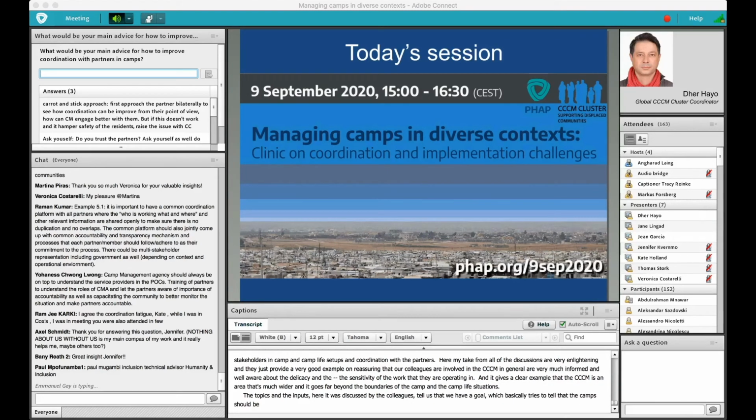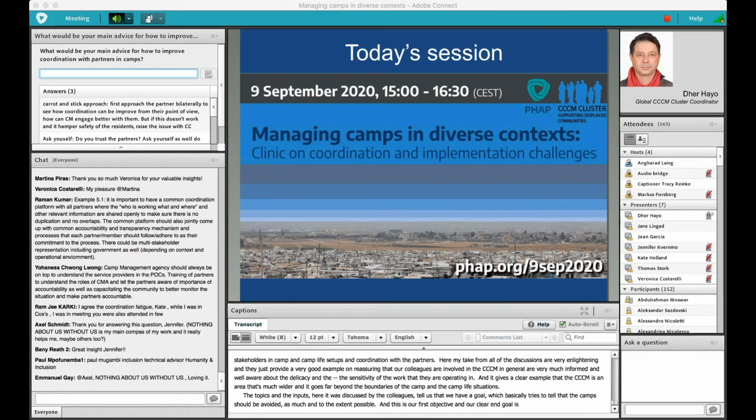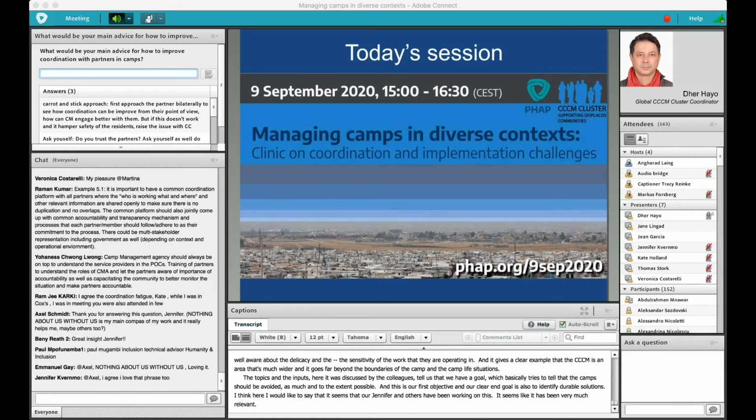And this is our first objective, and indeed a clear end goal is also to identify durable solutions. I would also like to say that it seems that our focal point, Jennifer, and all the colleagues have been working on this tool. The efforts have proven to be very relevant, and all the examples that I'm reading from the chat room prove that this will be a very, very useful document.